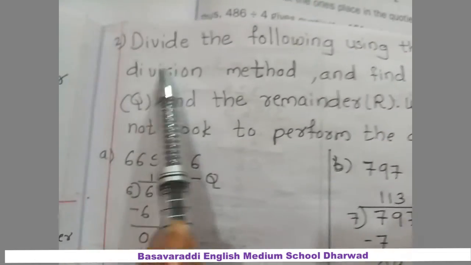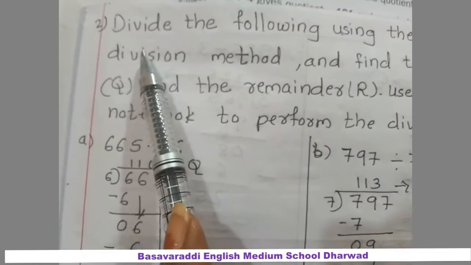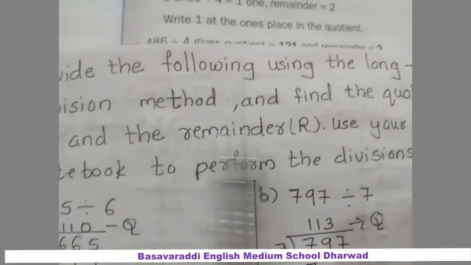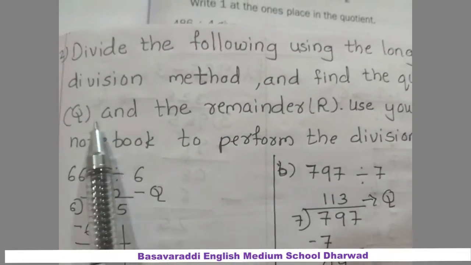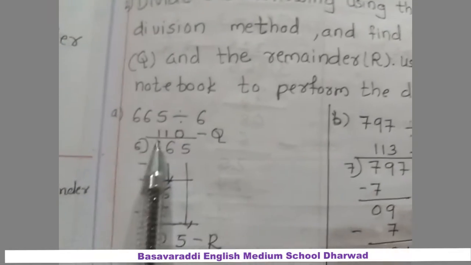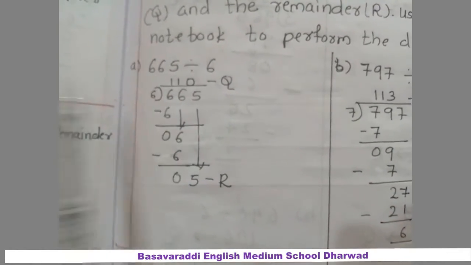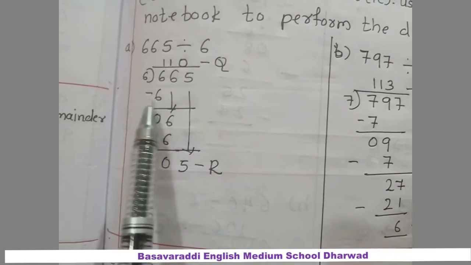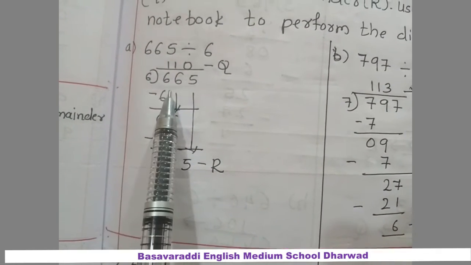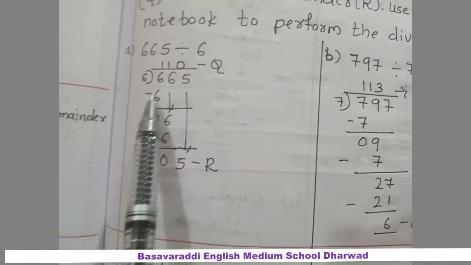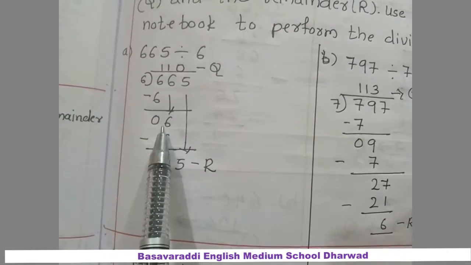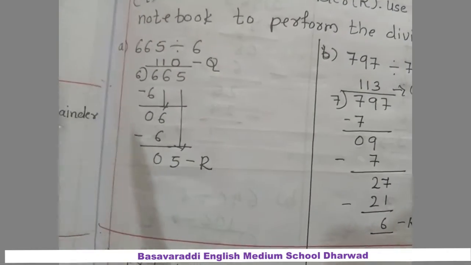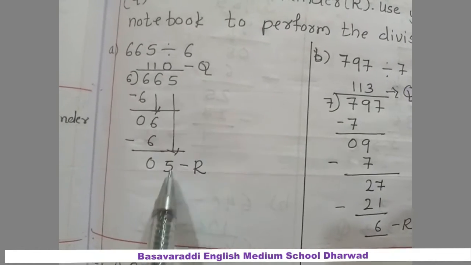And now the exercise. Divide the following using the long division method. They are telling us to find the Q and R. So here it is 665. 6 is the divisor, and the dividend is 665. 6 ones are 6, and we bring down 6 from the tens place, and again 6 ones are 6, again we bring down 5.